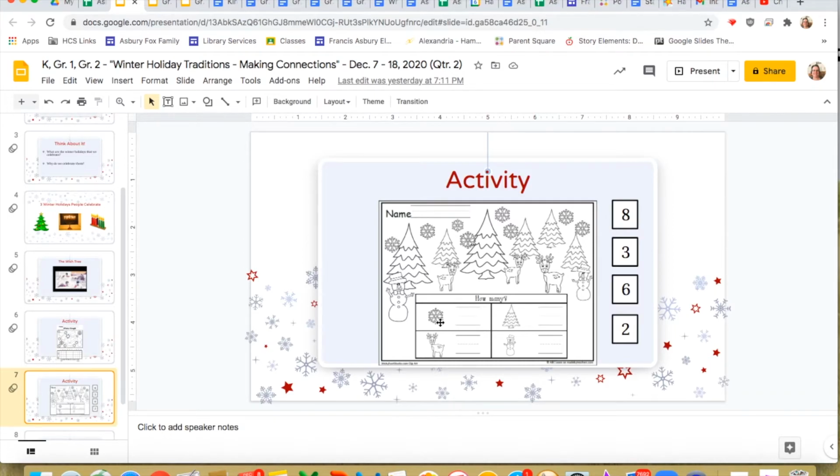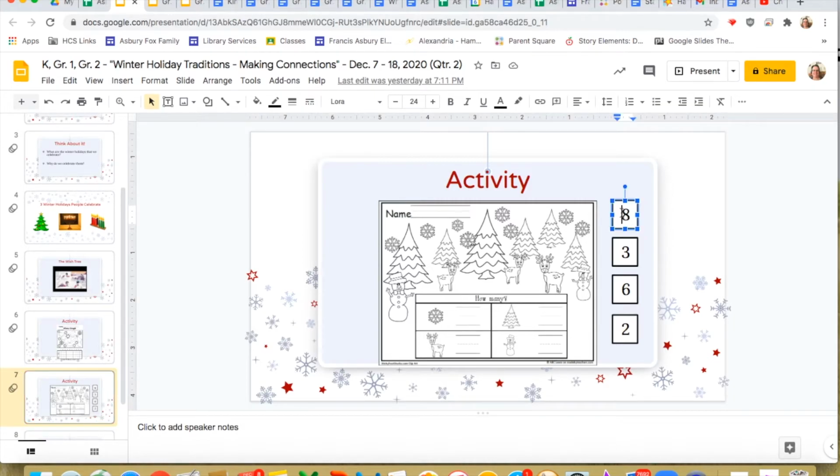So let's look at the snowflake. So let's count the snowflakes. We have 1, 2, 3, 4, 5, 6, 7, 8. So what number are you going to write next to the snowflake? You're going to write an 8. Good job. So Miss T is going to move the 8 over here next to the snowflake. Good job, guys.